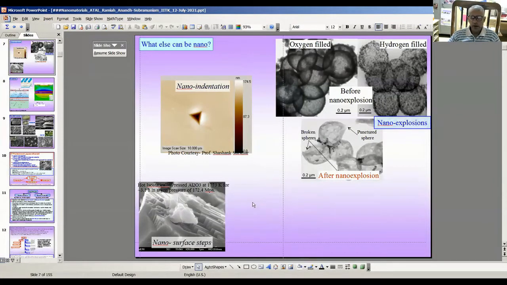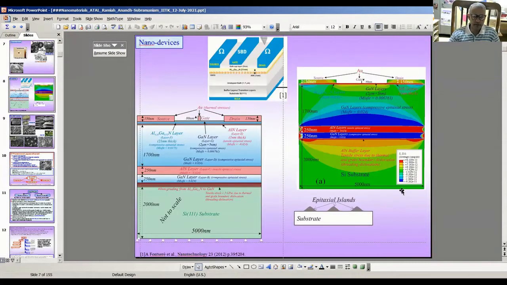If you look at nano, then the question comes, what else can be nano? Virtually, you can see the word nano is extended today to every single thing, from nanomechanics to nano indentation. In nano indentations, the depth of the indentation is nanoscale. You can have nano surface steps, as shown on the bottom left. You can even have nano explosions. The way we created these nano explosions, we had oxygen-filled palladium hollow spheres, and then we had hydrogen-filled palladium hollow spheres, and we mixed them together, and you can see the explosion has broken these spheres. So virtually anything can be called nano, and this is the enrichment which has happened in about the last 15 years or so in the field.